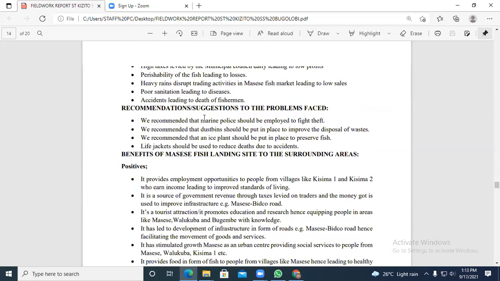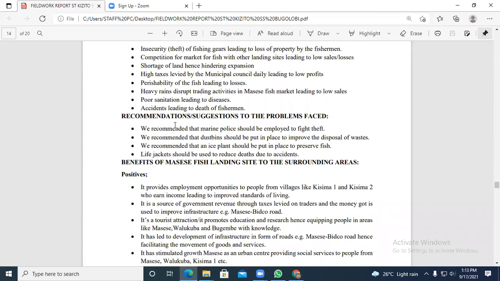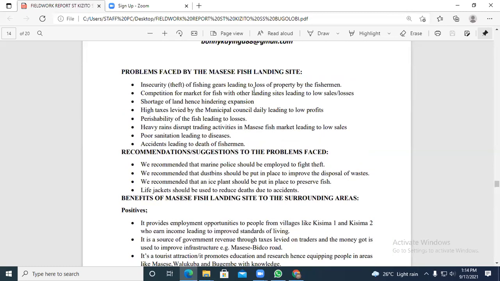So therefore, for example, this is the topic of fieldwork of Masese Fish Landing Site. Masese Fish Landing Site, the problems they face: insecurity, competition for markets, shortage of land, high taxes, perishability of fish, heavy rains, poor sanitation, accidents. So when you are in the field, you can recommend, you can suggest solutions to solve the above problems that you came across while there.